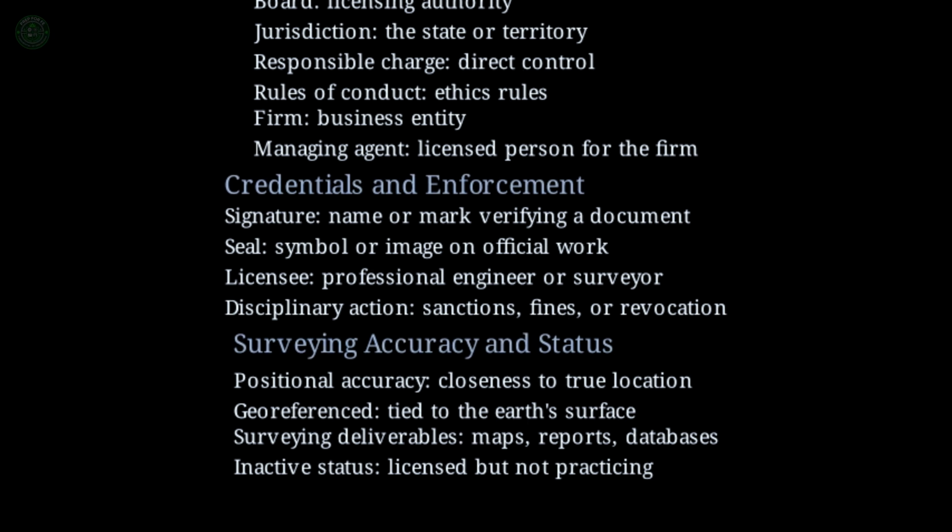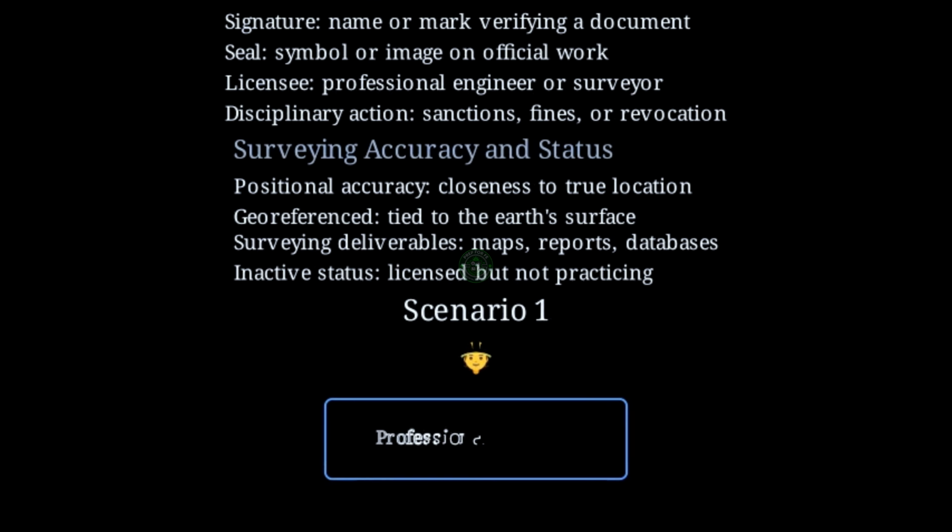Positional accuracy means how close data are to true locations. Georeferenced means tied to the Earth's surface. Surveying deliverables are maps, reports, or databases showing authoritative locations. Inactive status means a licensee is not practicing and cannot offer services unless exempt. Now let's solve some scenarios.